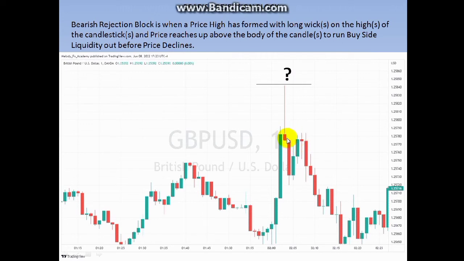But when we talk about a rejection block, price does not necessarily need to go above the old high. For distribution to take place, price does not necessarily need to go above this candle's old high. It only needs to trade above the body.